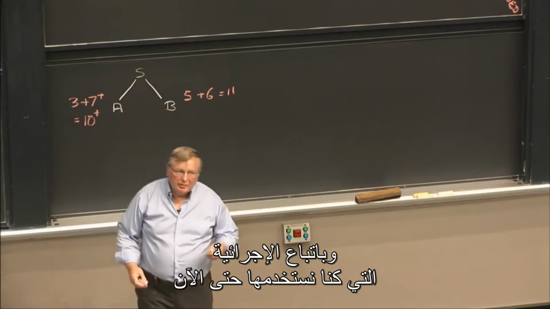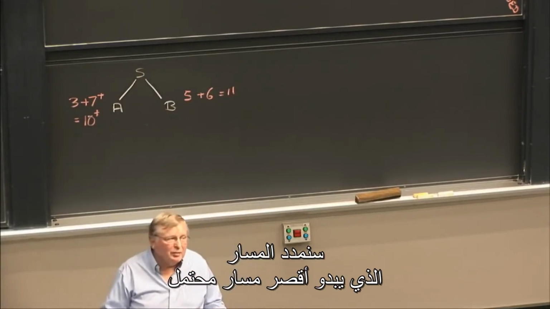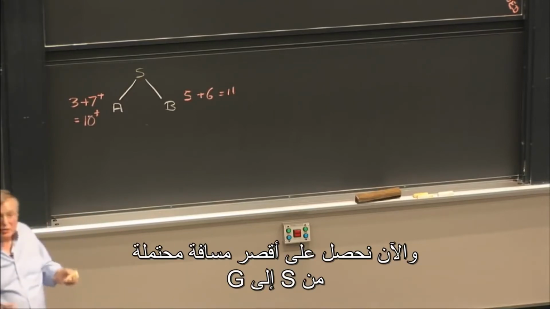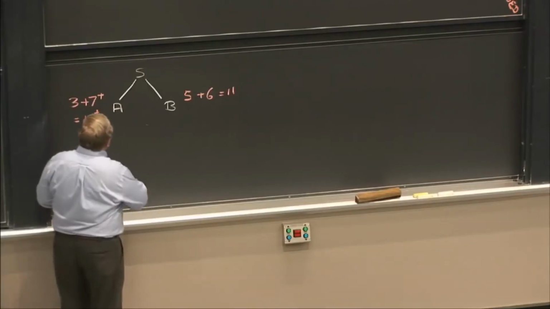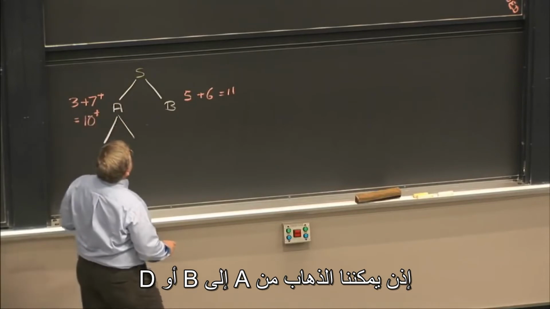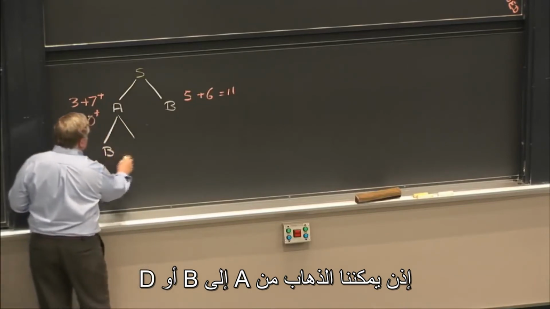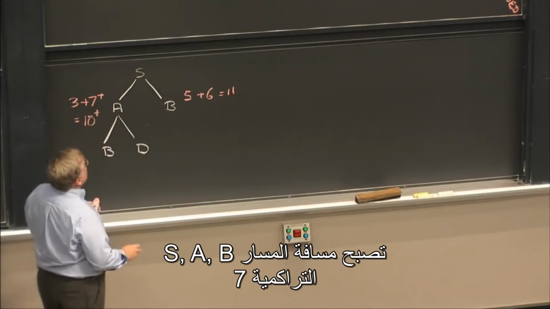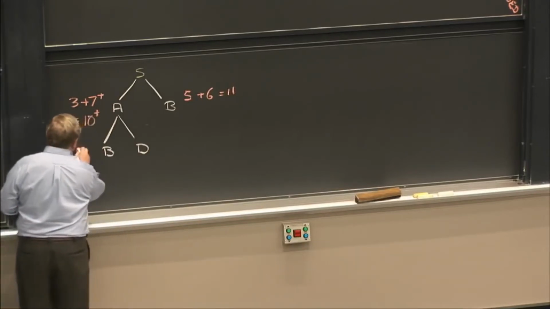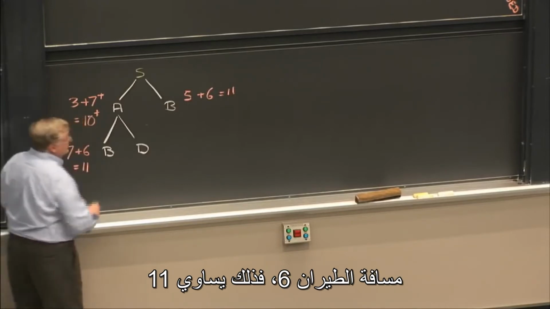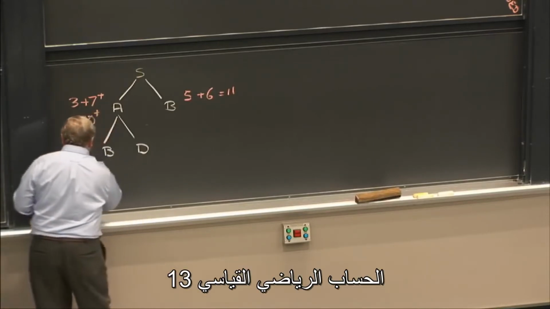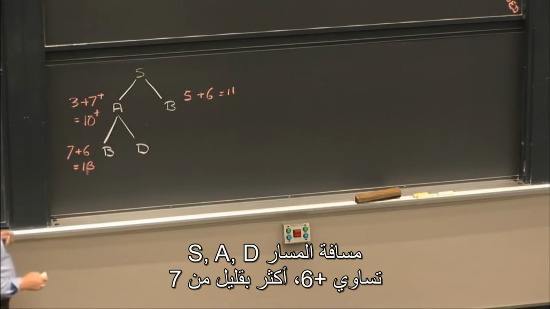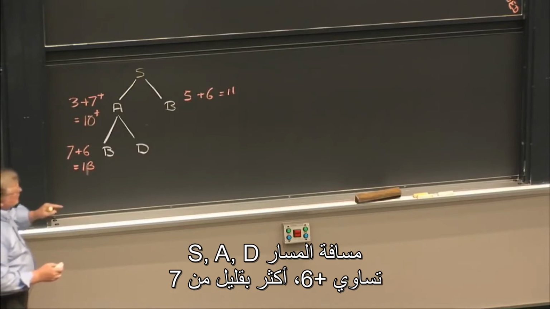And following the procedure we've been using so far, we're going to extend the path that seems to have the shortest potential distance from S to G. So that must be this one here. So from A, we can go to B or D. The accumulated distance, SAB, is 7. The airline distance is 6, so that's equal to 11. By standard arithmetic, 13. The distance SAD, that is 6 plus a little more than 7.